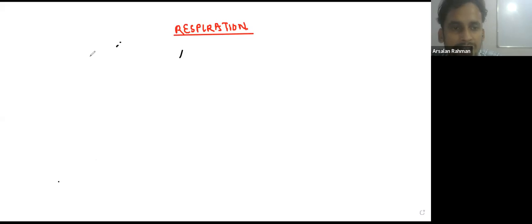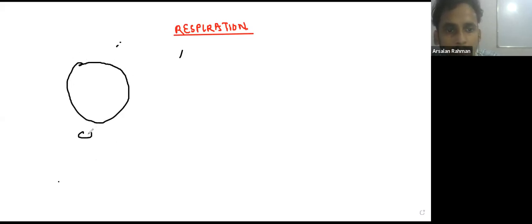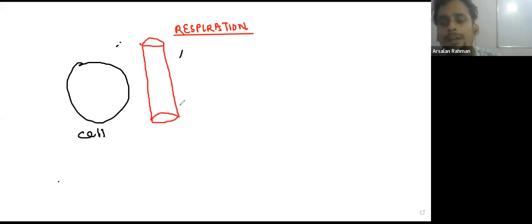What happens in respiration is that, suppose this is a cell. We all are made up of cells. And suppose this is a blood vessel. What will a blood vessel do? We all eat food. Food will be digested in our digestive system. So blood will carry digested food.